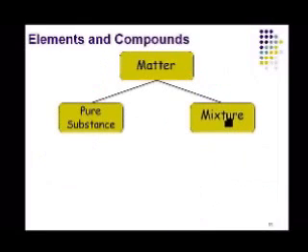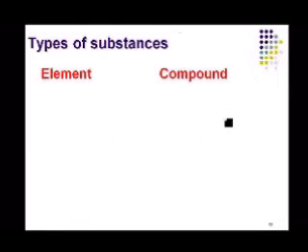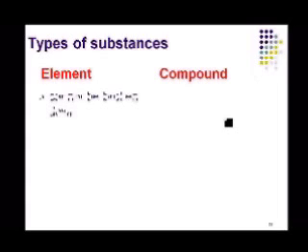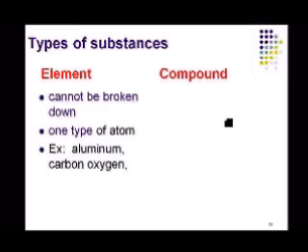So matter can either be a pure substance or a mixture. And the 2 types of pure substances are either element or compound. Elements are substances that cannot be broken down into simpler substances. Elements contain only 1 type of atom. For example, things like aluminum foil, carbon, oxygen. These things are only made up of 1 type of atom.